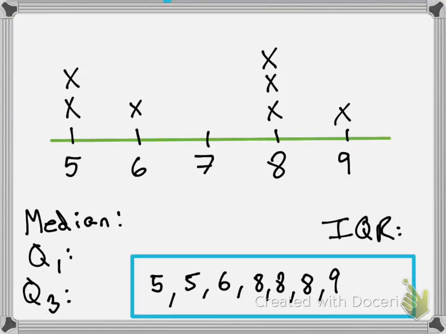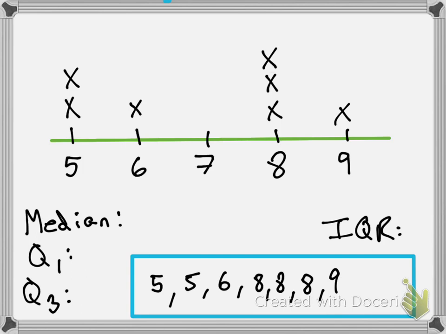So for this one, we have this line plot, and I made a nice line plot for us. So we're going to find our median, our Q1, our Q3, and our IQR. If you need a refresher on the Q1, Q3, IQR, go back and look at an earlier lesson from chapter 11. So go look in chapter 11.